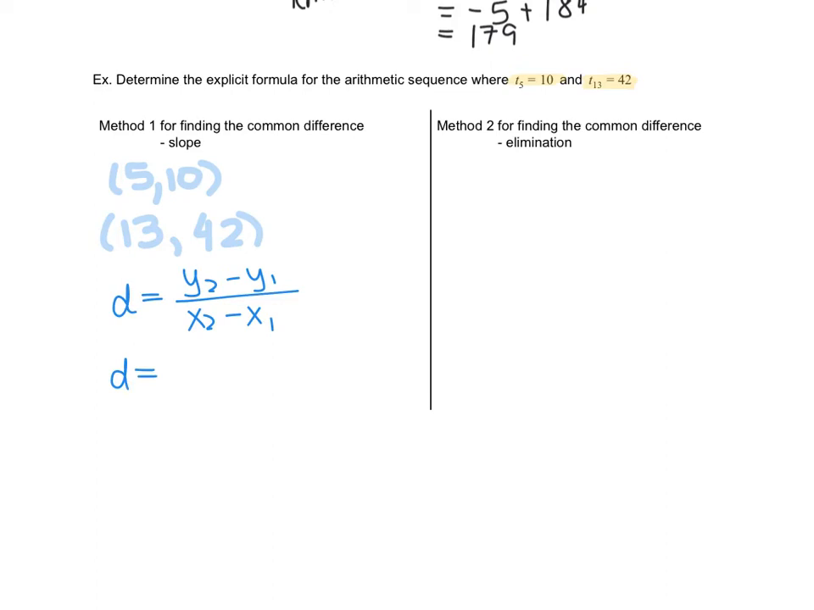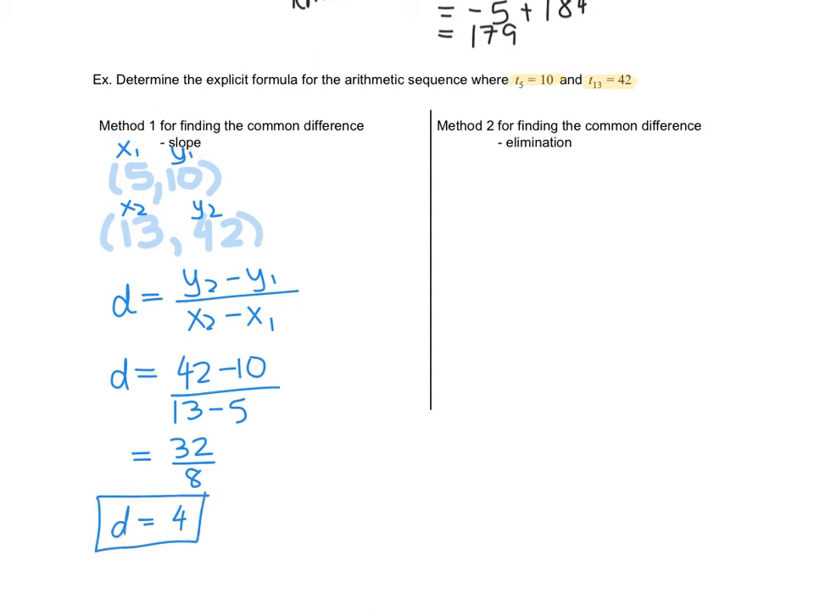In this case, I will just label x1, y1 for my first term, x2, y2 for my second term, and now I'm just subbing into my formula. 42 minus 10 over 13 minus 5. Clean it up, and we get 32 over 8, which is 4. So our common difference is 4, and that is using our nice linear connection and using something very familiar, which is slope. And from here, I now have my common difference, and I have two terms I can use.